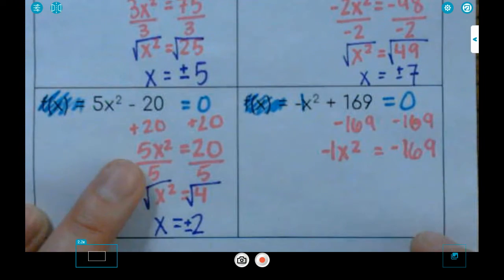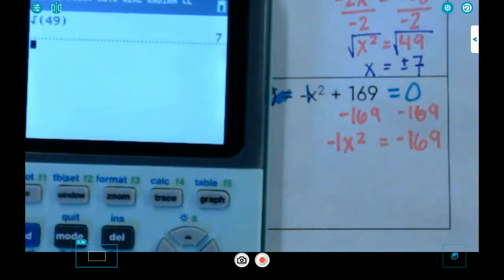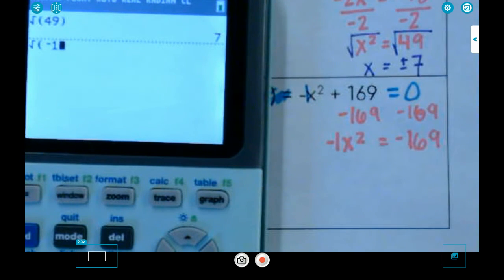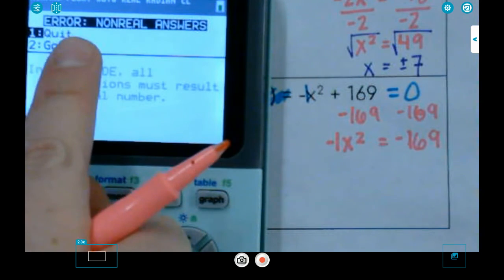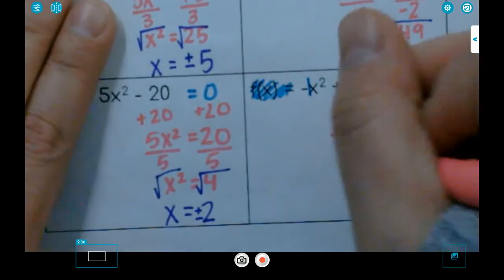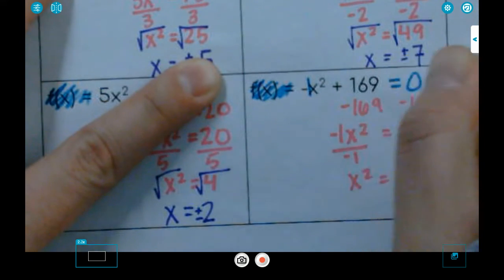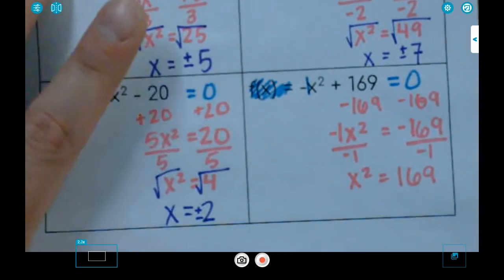If you forget that negative, then you're not going to have it to divide by, and then you're not going to be able to take the square root of a negative number. Because you can't take the square root of a negative number, because a positive times a positive is positive, and a negative times a negative is negative. So if you try to put square root of a negative number in there, it's going to tell you that it's an error, because it's not a thing. There's no number that times itself equals negative. So that's why we have to divide by this negative 1 now. And we get x squared equals positive 169.